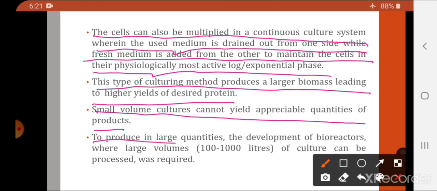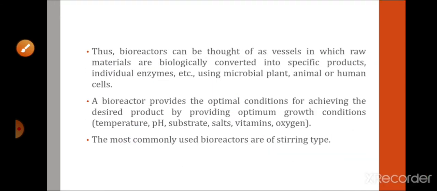To produce in large quantities, the development of bioreactors where large volume 100 to 1000 liters of culture can be processed was required. अभी ये तो स्मॉल क्वांटिटी में हमें प्रोटीन्स मिलते हैं, लेकिन अगर हमें कोई भी प्रोडक्ट लार्ज क्वांटिटीज़ में करना है तो उसके लिए बायोरिएक्टर्स यूज हुए कि जिसके अंदर हम कल्चर का वॉल्यूम कितना रख सकते हैं, अप्रॉक्सीमेटली 100 to 1000 liters.